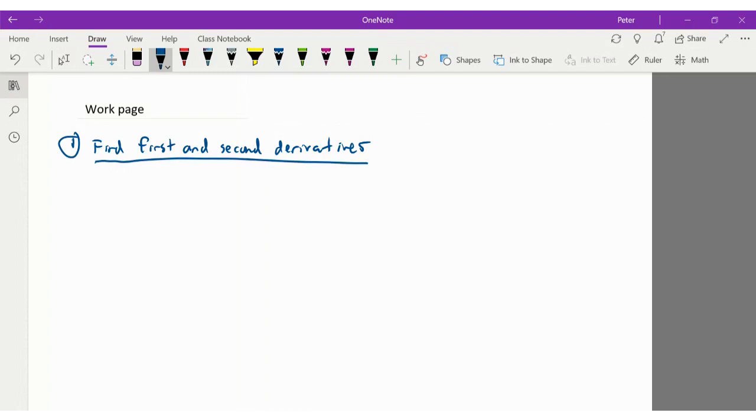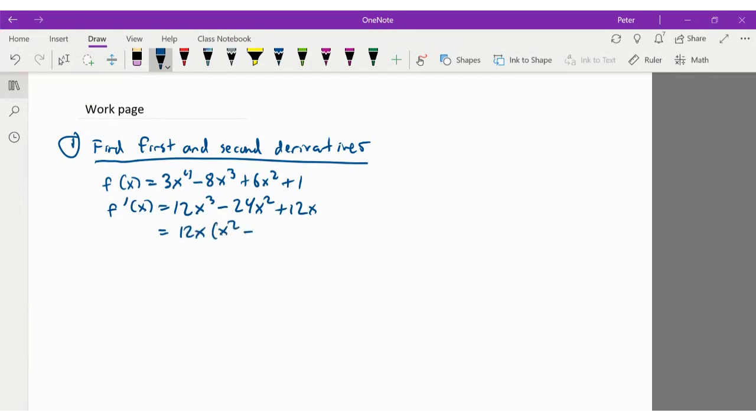So we have, recall that f of x was equal to 3x to the fourth minus 8x cubed plus 6x squared plus 1. So f prime equals 12x cubed minus 24x squared plus 12x, which equals 12x times (x squared minus 2x plus 1), which conveniently equals 12x times (x minus 1) squared.